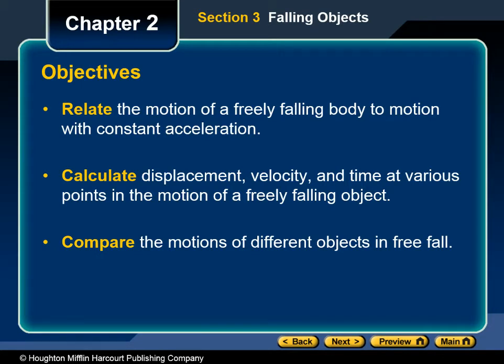These three objectives will be covered in two parts. At the end of this Part 1 video, you should be able to relate the motion of a freely falling body to motion with constant acceleration, calculate displacement, velocity, and time at various points in the motion of a freely falling object, and compare the motions of different objects in free fall.